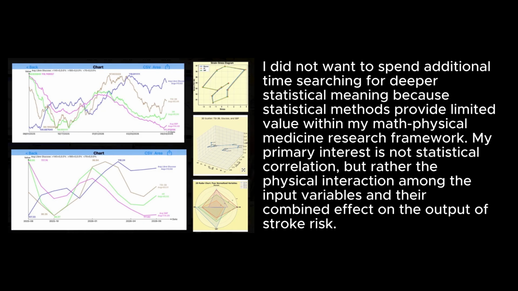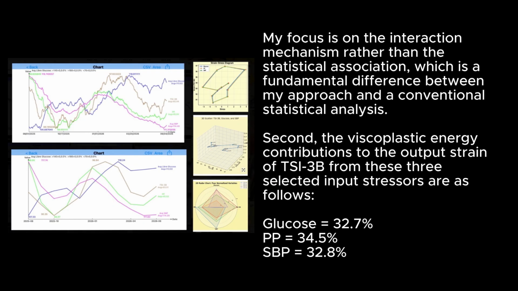I did not want to spend additional time searching for deeper statistical meaning because statistical methods provide limited value within my math physical medicine research framework. My primary interest is not statistical correlation, but rather the physical interaction among the input variables and their combined effect on the output of stroke risk. My focus is on the interaction mechanism rather than the statistical association, which is a fundamental difference between my approach and a conventional statistical analysis.